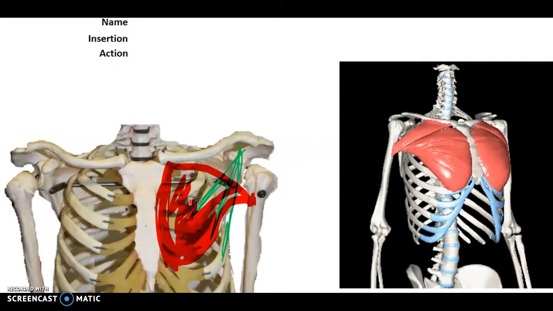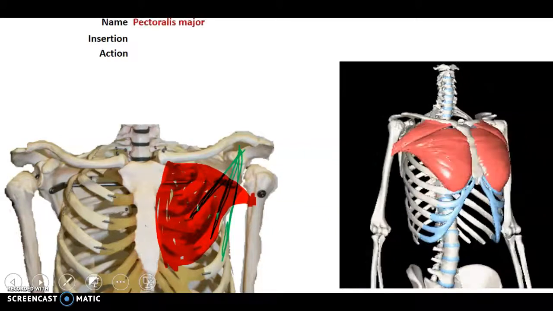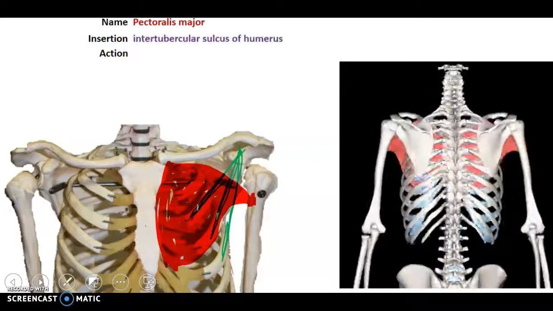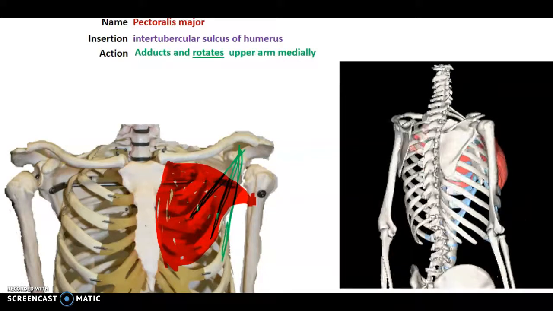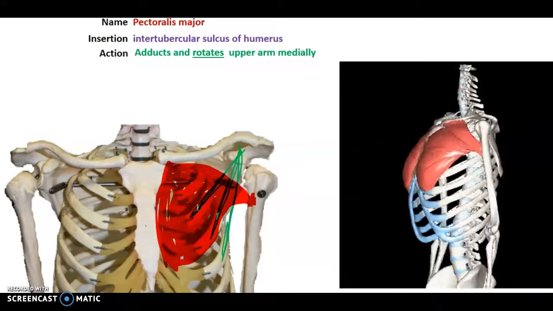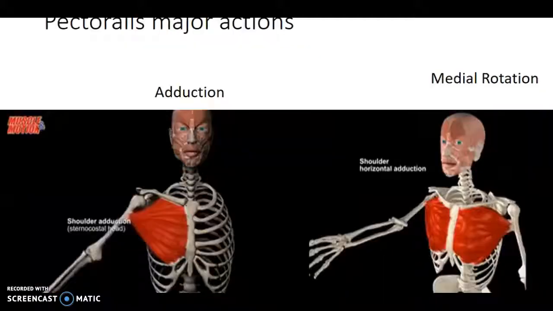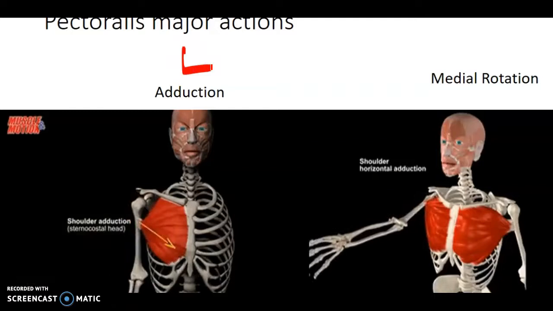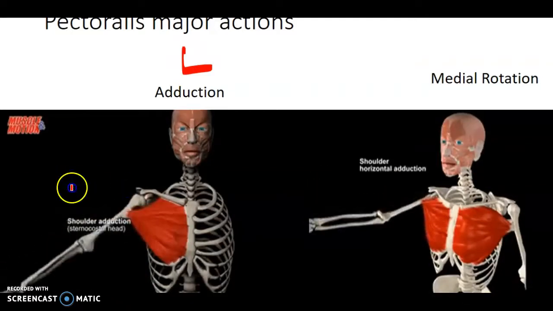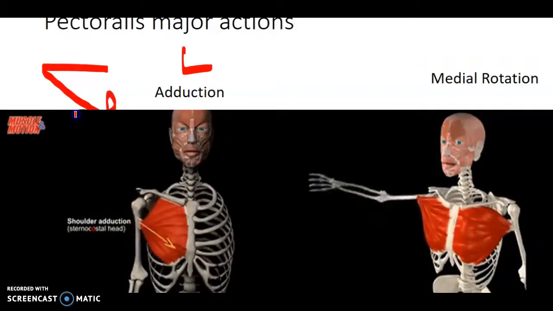How is this muscle going to act? So the name of this muscle is the pectoralis major. Its insertion is the intertubercular sulcus of the humerus. And it's going to do two actions. It is going to adduct, and it's going to rotate the upper arm medially. So we have Larry and Curly here to show the actions. So Larry here is adducting. He is moving his arm from away from the body downwards. So it is moving downwards.